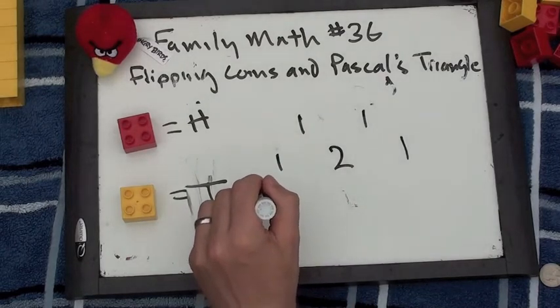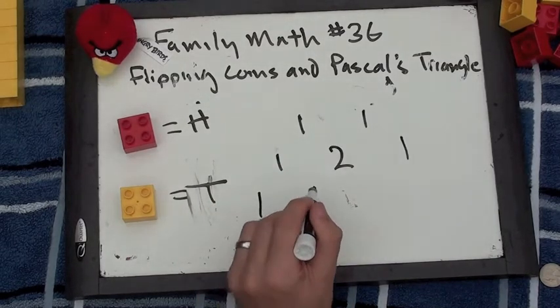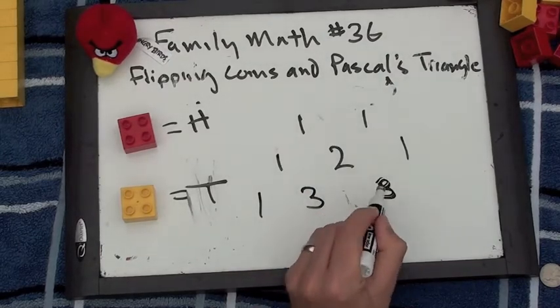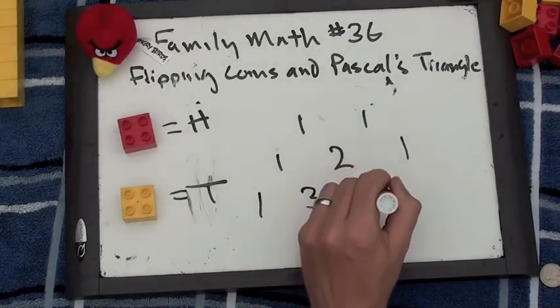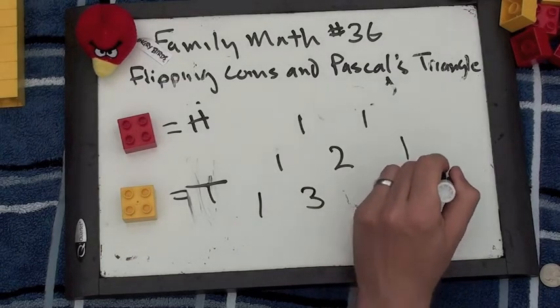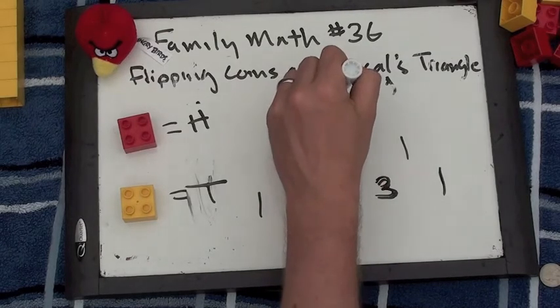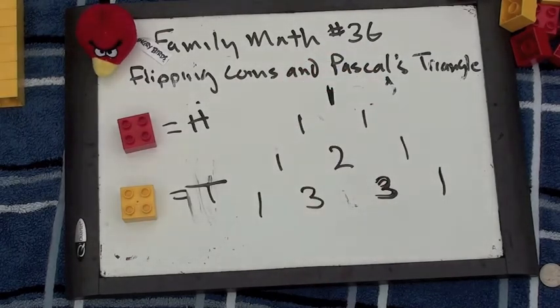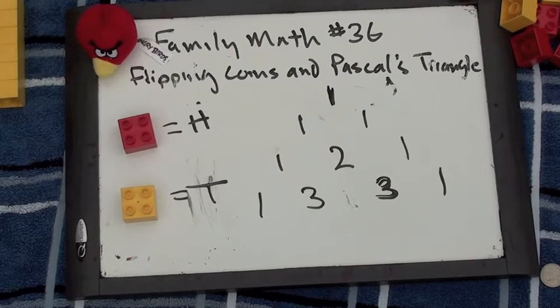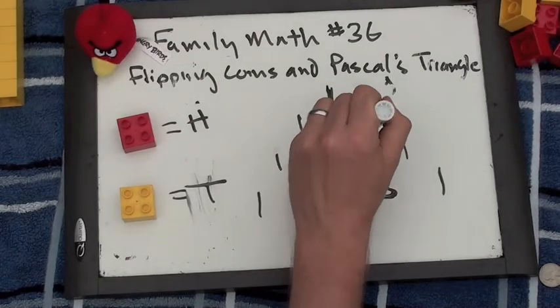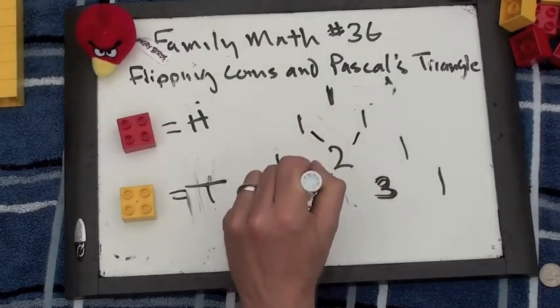With 3 coins, there was 1 way to get all heads, 3 ways to get 2 heads and a tail, 3 ways to get 2 tails and a head, and 1 way to get all tails. And if I put a little 1 up at the top here, we get something called Pascal's triangle. And the neat thing about Pascal's triangle is that you add the 2 numbers above a number to get the number below.